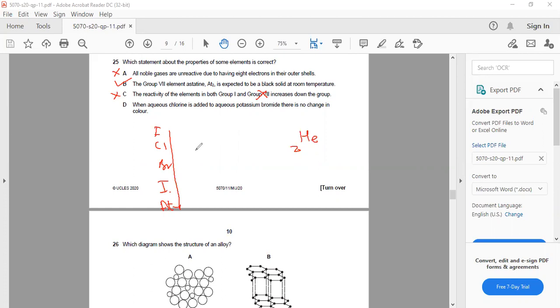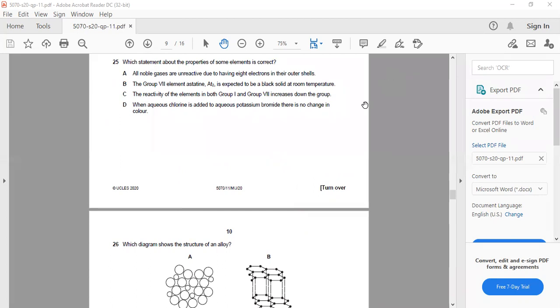When aqueous chlorine is added to potassium bromide, there is no change, wrong. There will be a change. Because the rule is that chlorine is above bromine in the group, so it is more reactive than bromine. It can displace bromine from its aqueous solution of salt. Reaction is possible, so this is also wrong. This topic is group 7. So have you seen that they are giving all the topical questions together? Now they have made it easier for you.